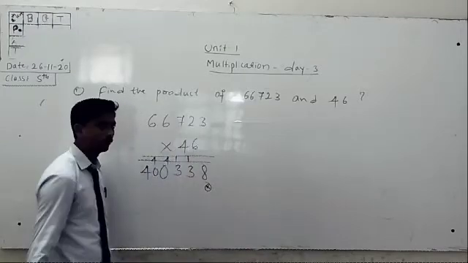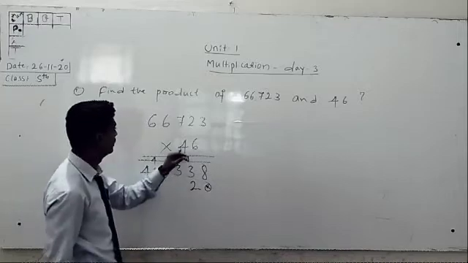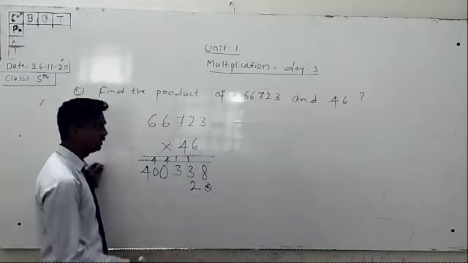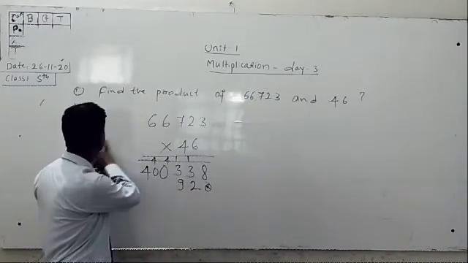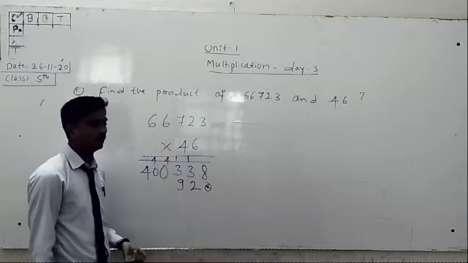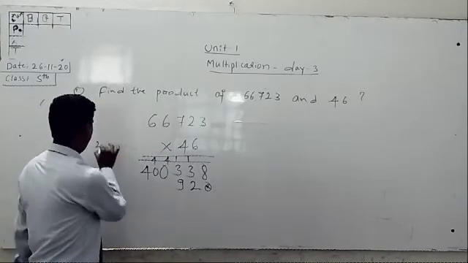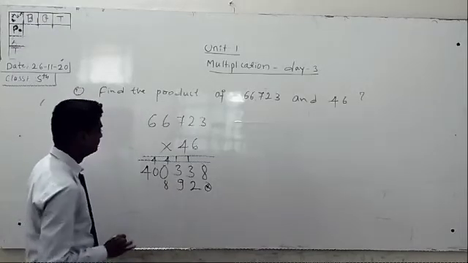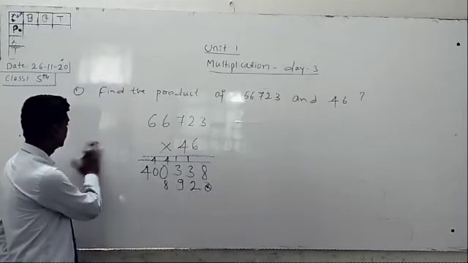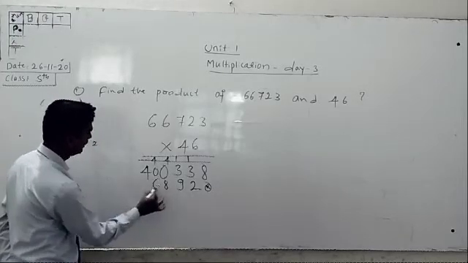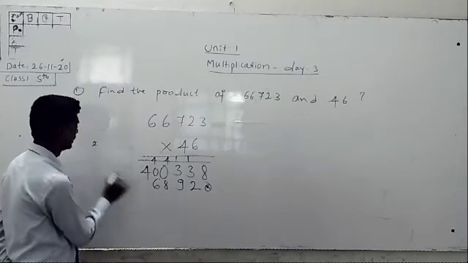4 3s are 12, 2 and 1 carry. 4 2s are 8, 8 plus 1 is 9, then the carry is cancelled. 4 7s are 28, 2 carry 8. Then 4 6s are 24 plus 2 is 26, 2 carry, then 6.